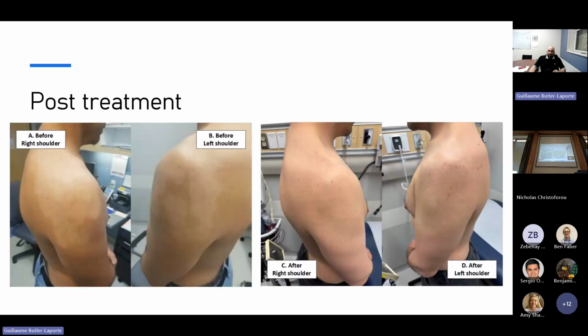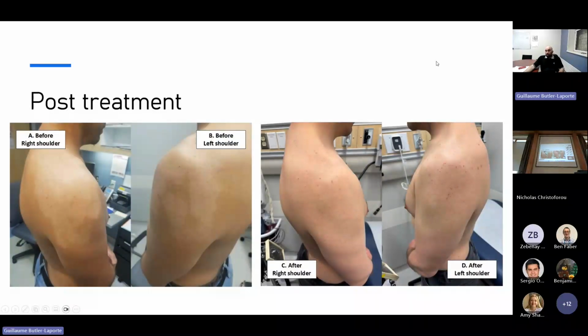Now, the picture is a bit of a caveat. The caveat is that on the left, it was taken in the summer, so he had a bit of a tan, and on the right, well, it was in the middle of the winter, which, as you can imagine, in Montreal, we don't really go out in the sun. So it probably amplifies the difference there.